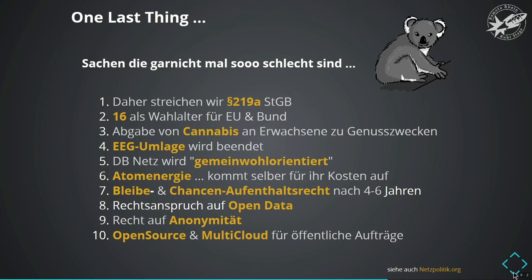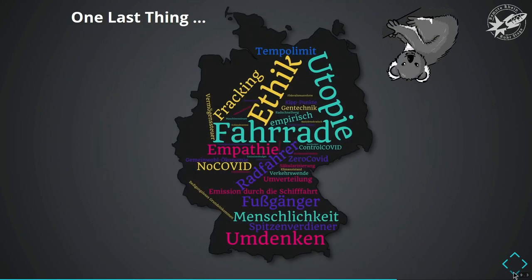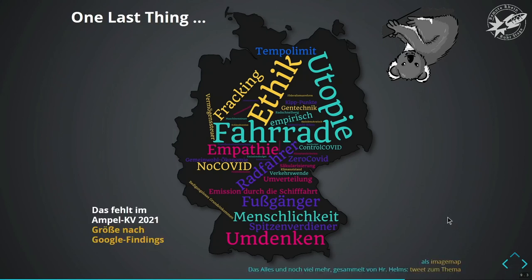However, on the other hand, these are words that are not anywhere to be found in the coalition agreement. I compared the large ones with Google findings. The most interesting ones: the largest one is bicycle. But there's nothing about fracking. There's nothing about a speed limit on highways. It is in there, but it says that it will not exist, the tempo limit, so it's not on this map.